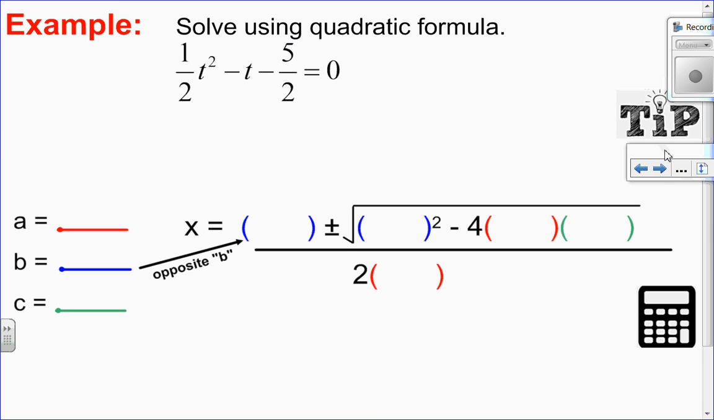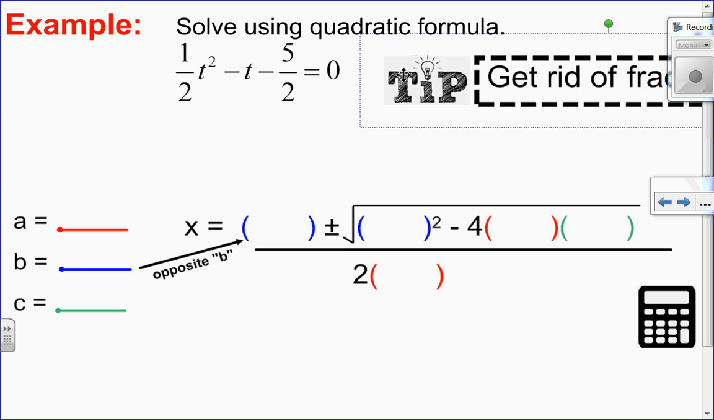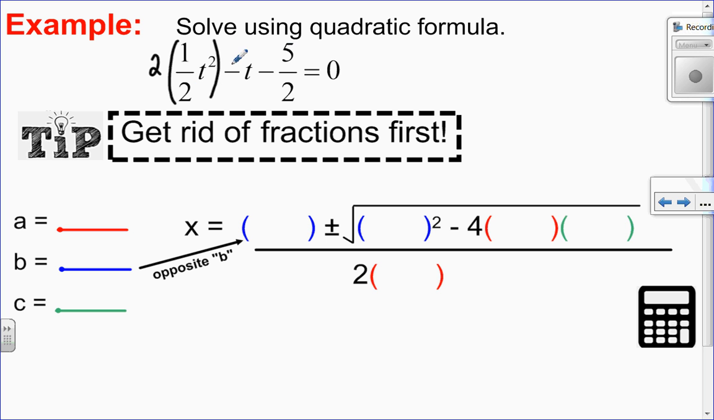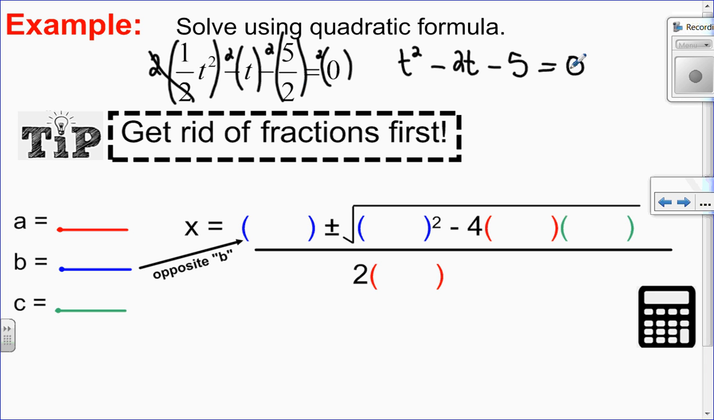Let's try another one. This one looks a little bit different because I have fractions. I don't want to simplify fractions with roots and fractions on top of fractions, so my tip here is to get rid of your fraction first. The way that I'm going to do that is by multiplying every term by 2. If I do it to every term, including the other side of the equation, I maintain my balance. So I have half of 2, which is just 1, so t squared, minus 2 times t, minus half of 2 is 1 times 5 is 5, equal to 2 times 0 is 0.